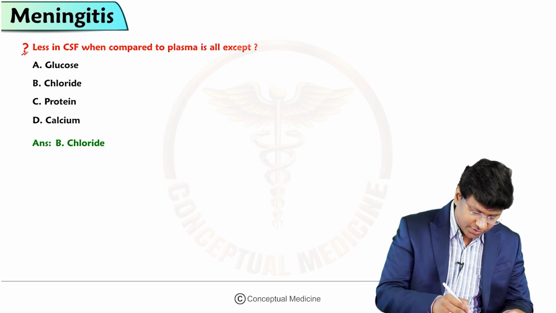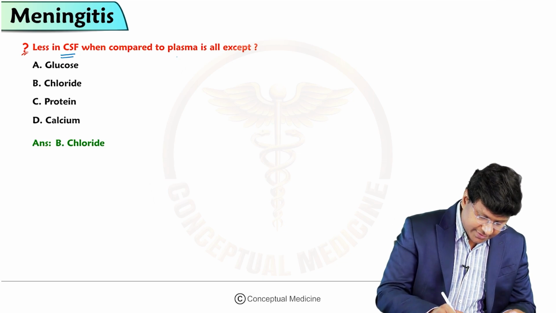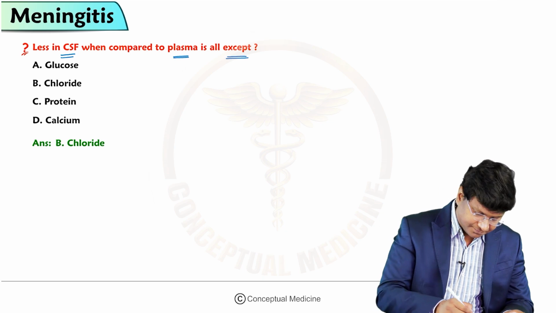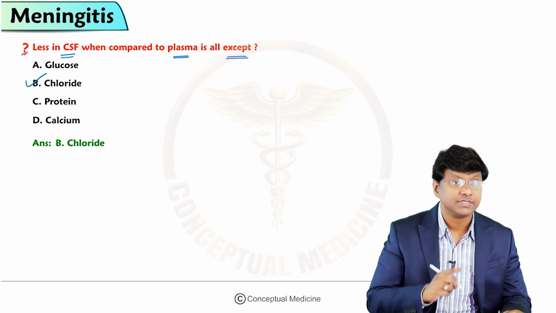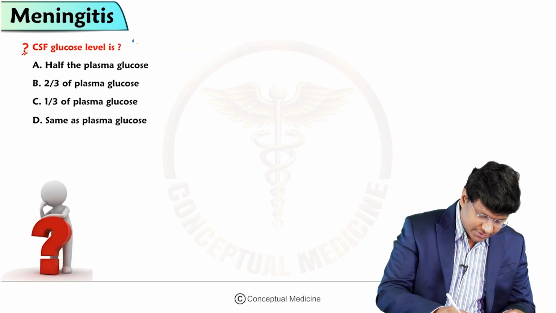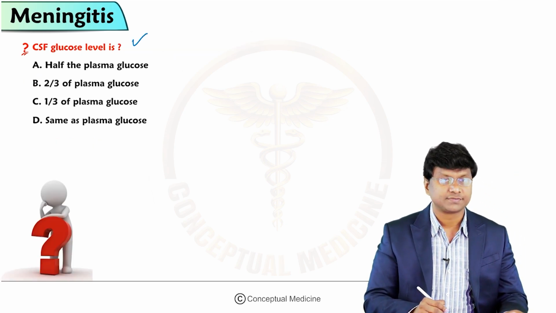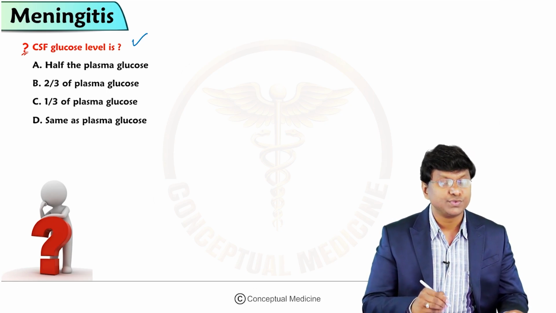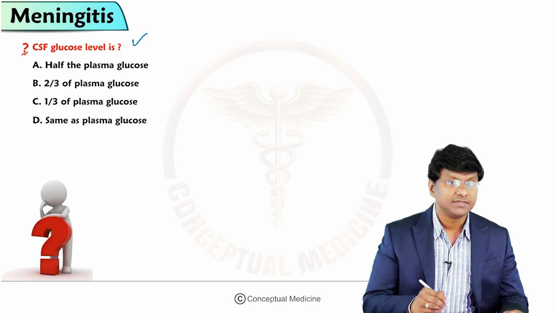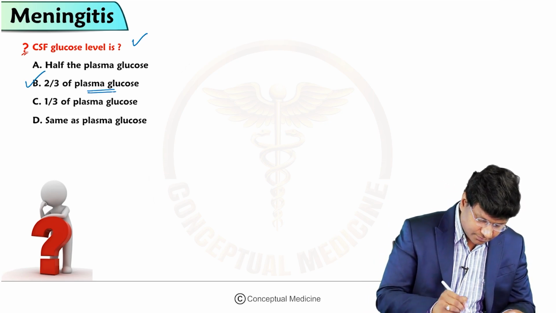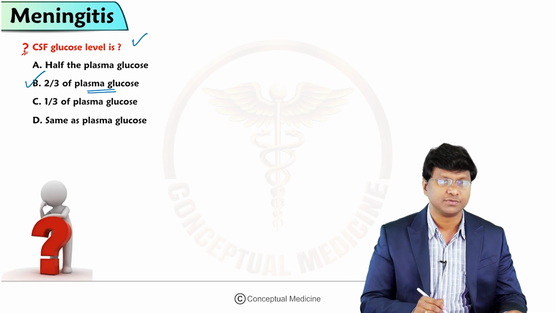So in this question, less in CSF when compared to plasma is all except. What is the answer? The answer is chloride. Now you see the next question. CSF glucose level, when you compare it with plasma, is half the plasma glucose, 2/3 the plasma glucose, 1/3 of the plasma glucose, or same as the plasma glucose? The CSF glucose level is 2/3 of the plasma glucose.